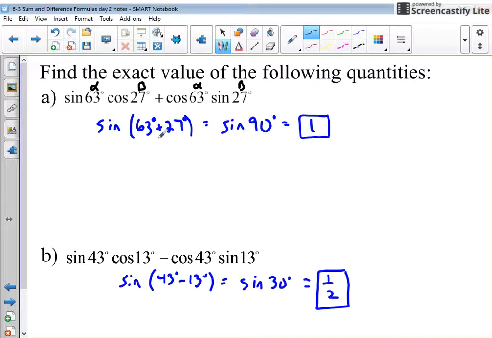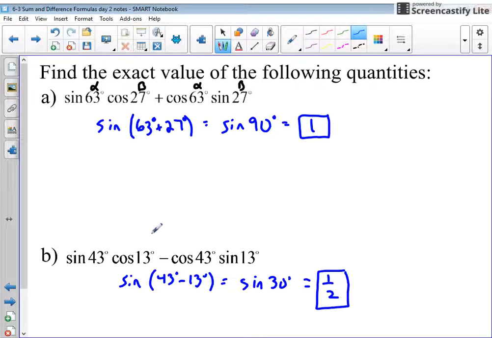In other words, the sine of alpha plus beta. So if alpha is 63, beta is 27, if you add those two together, that gives you 90 degrees. So you can say that this whole formula is a formula for the sine of 90 degrees. And then you can just think about what the sine of 90 degrees is, and that is 1. So our answer here is 1.